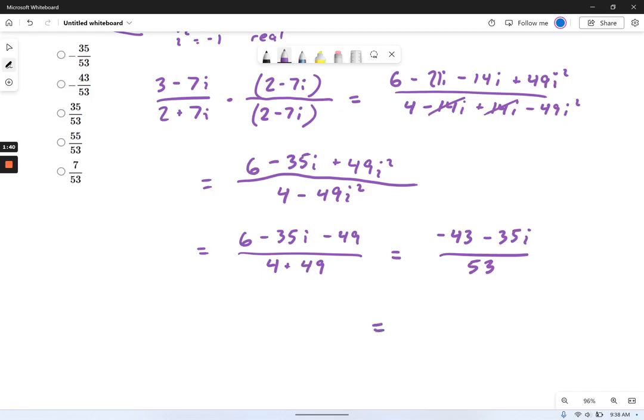All I need to do to get it to look like that is split this fraction up and say, here's the real part, right? This is only real numbers. And here's the imaginary part. This is only imaginary numbers. I'll just stick that i right there.